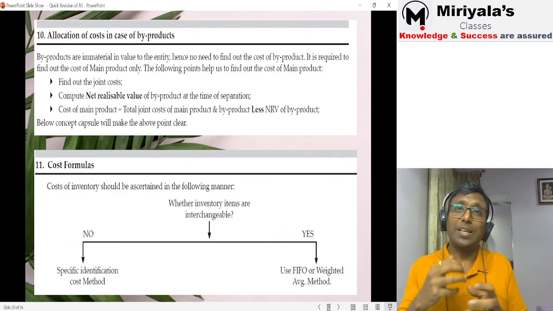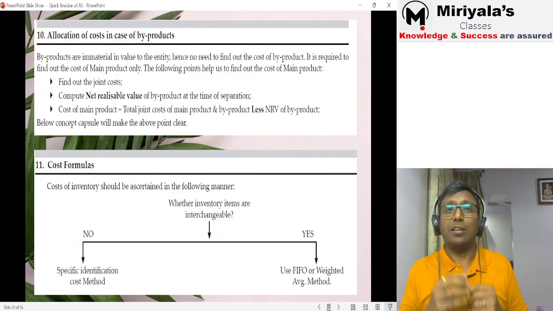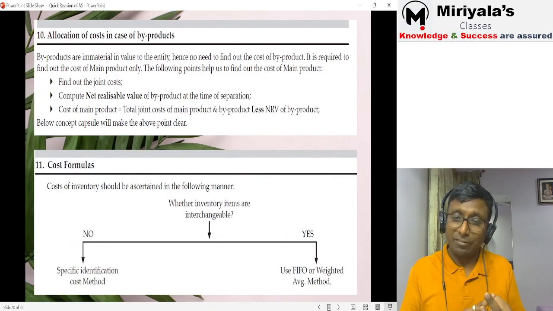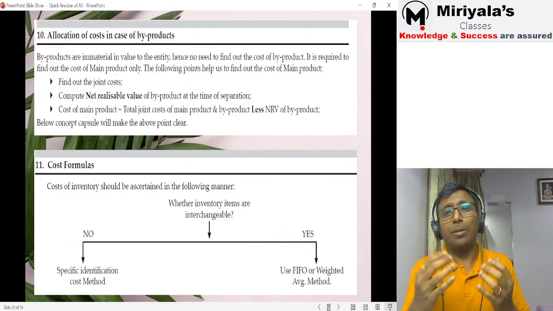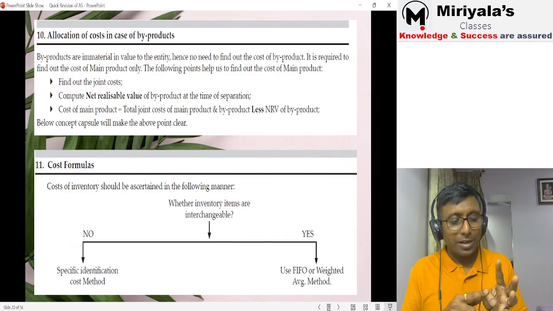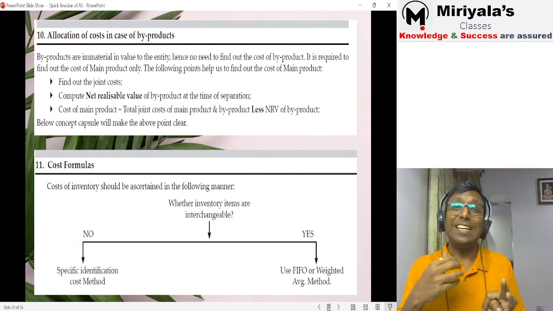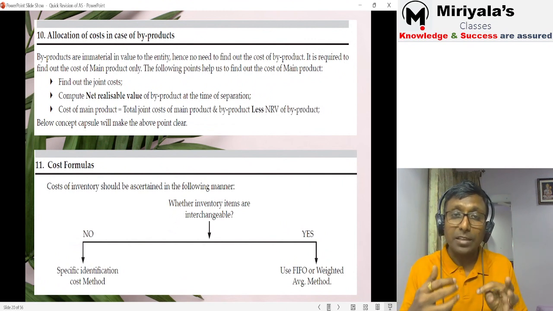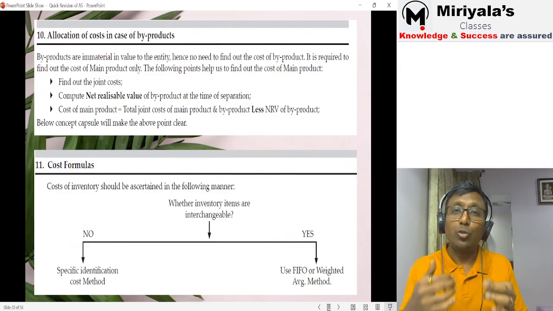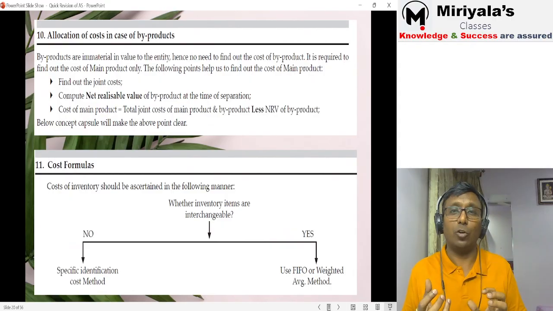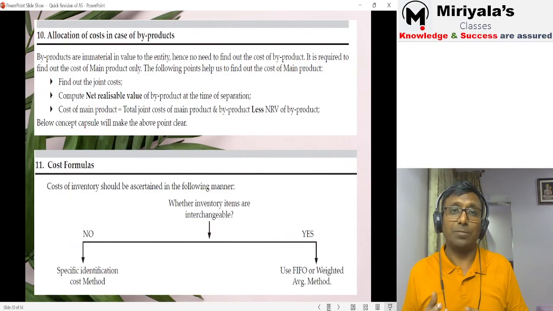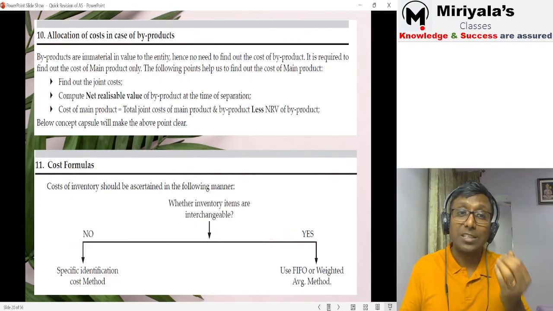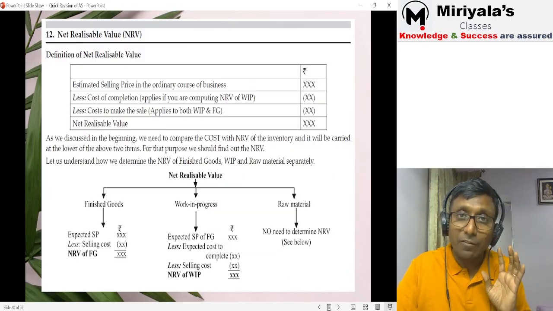No, sir, items are interchangeable. Yes, then under that, either the FIFO method or weighted average method or standard cost method or retail cost method, any method can be followed. If you follow the standard cost method or retail cost method, it is supposed to be revisited. You need to review it every year, whether the standard cost or retail cost I followed last year makes sense in the current year. That is supposed to be tested by you every year.